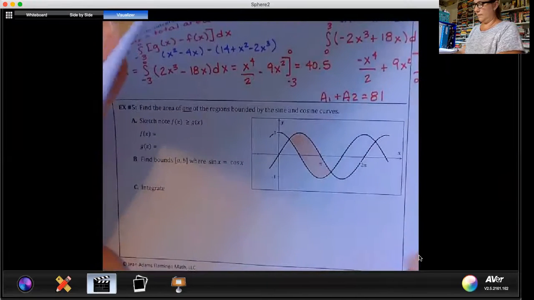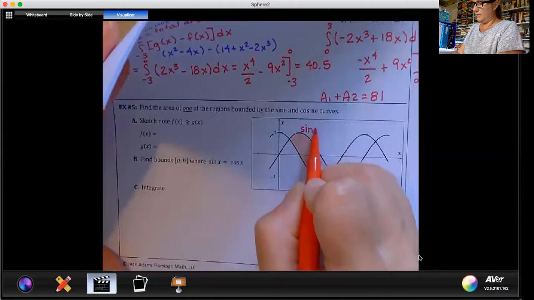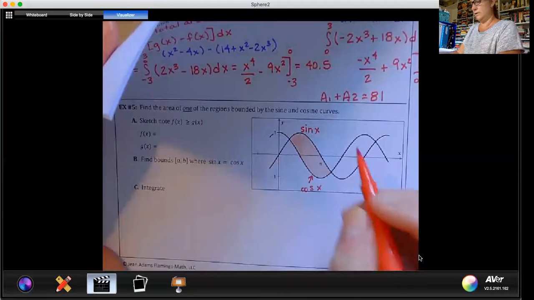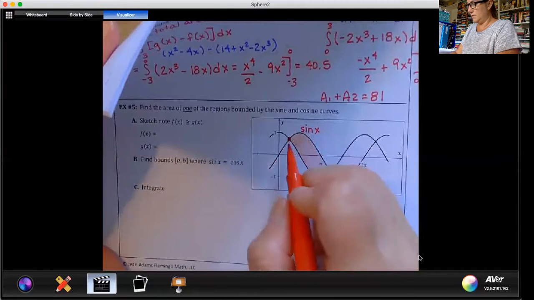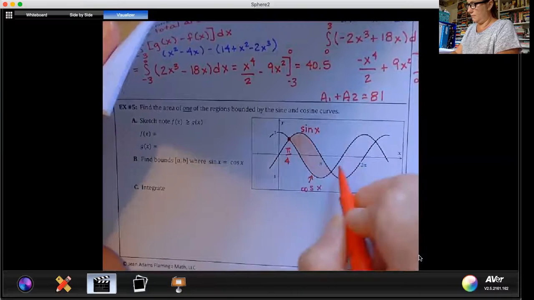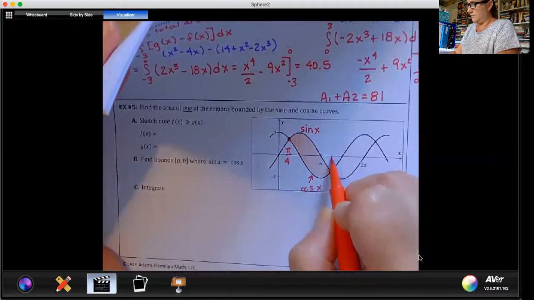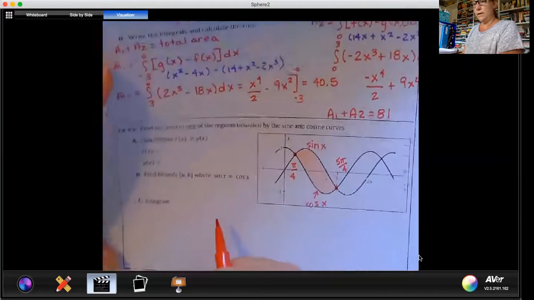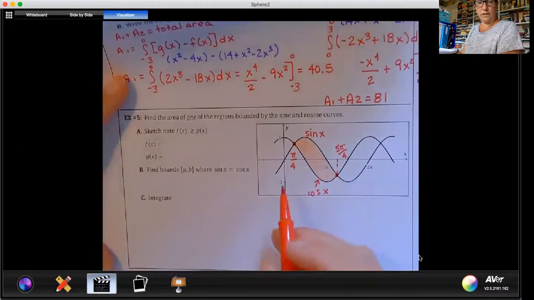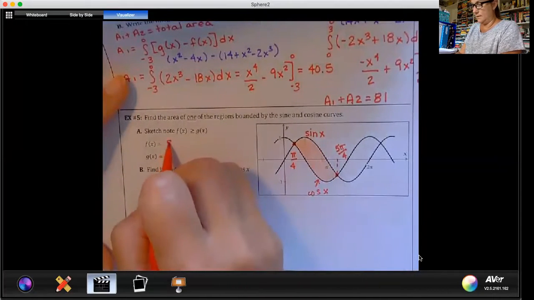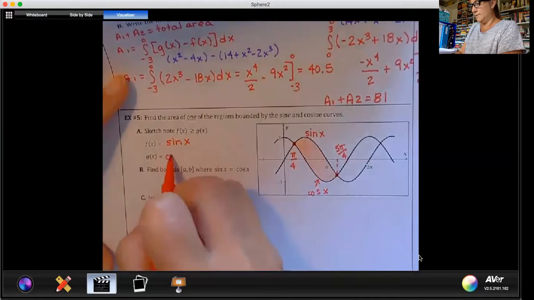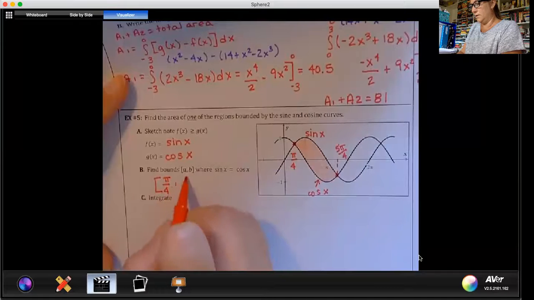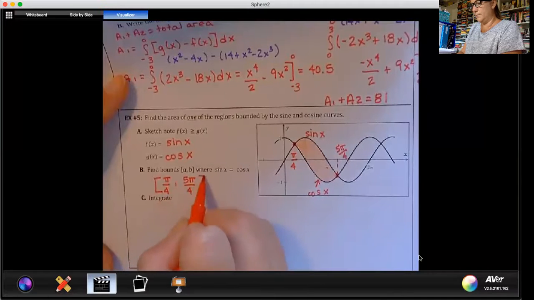For example 5, we have our sine curve here. We know it goes through 0. We have our cosine curve here. And our intersection points will be pi over 4 and 5 pi over 4. So we know that f of x is greater than g of x because it's on top. So f of x is going to be sine x and g of x is going to be cosine x. And our bounds are from pi over 4 to 5 pi over 4.